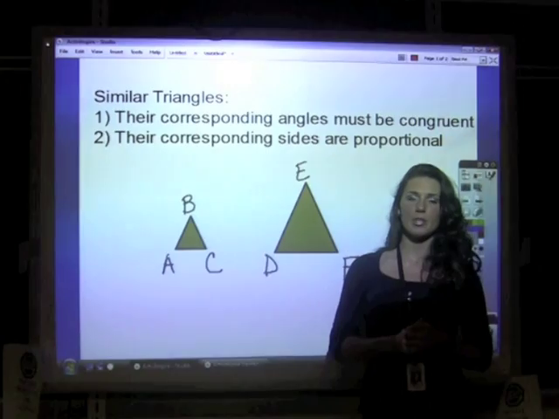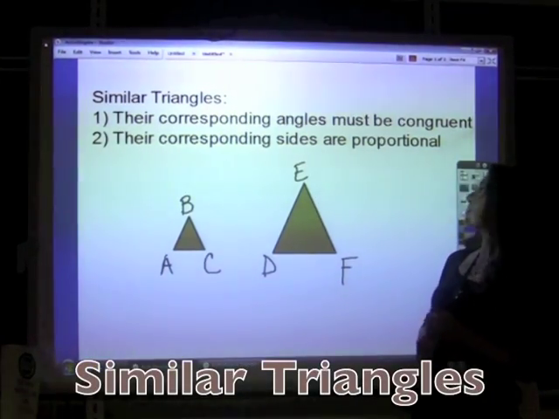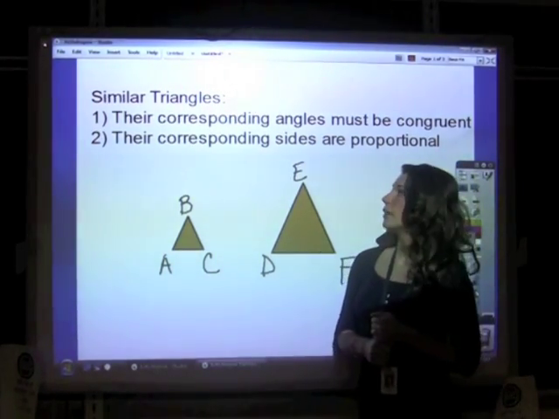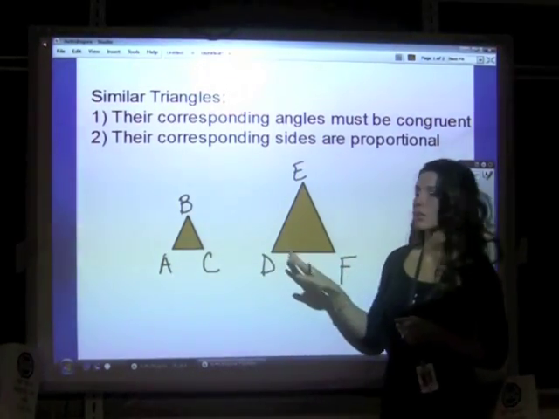Today we're going to talk about similar triangles, and for triangles to be similar, their corresponding angles must be congruent and their corresponding sides are proportional. Now, I have two triangles here. We have triangle ABC and triangle DEF.